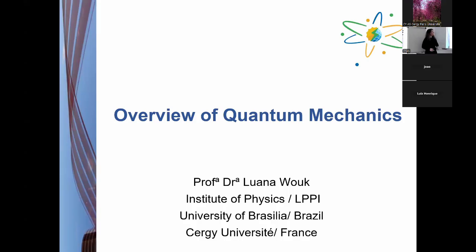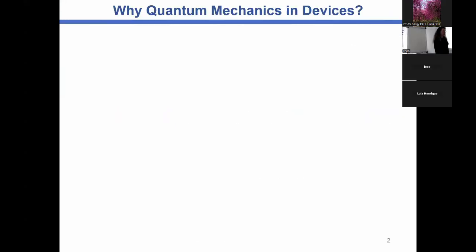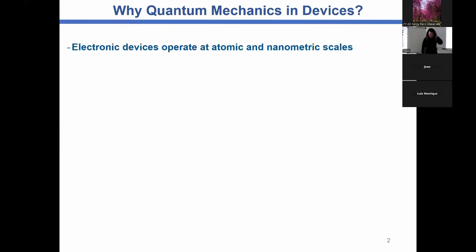I will start with a brief overview of quantum mechanics, from the historic point of view and with some formalities to describe the physics of the quantum world. So why must we understand quantum mechanics to build devices in physics?